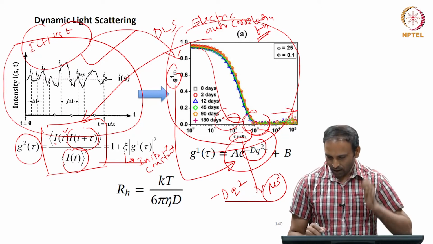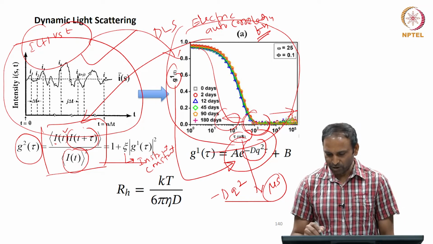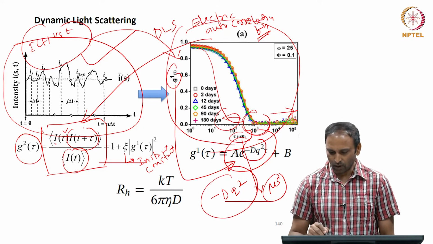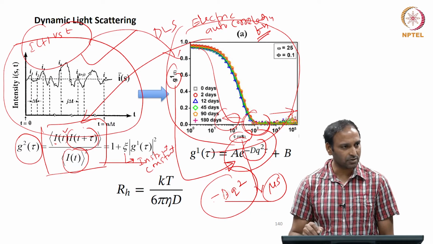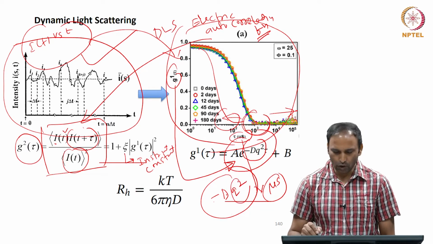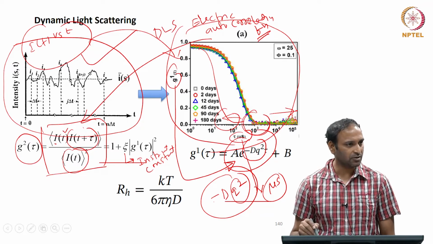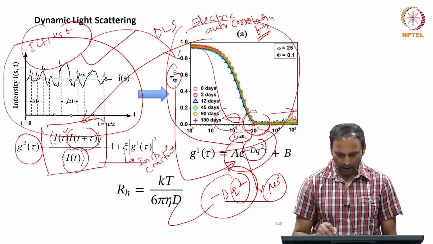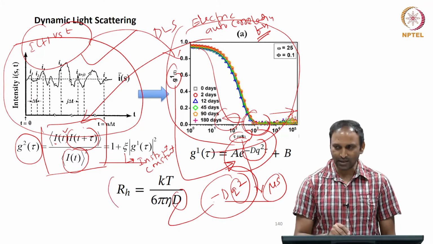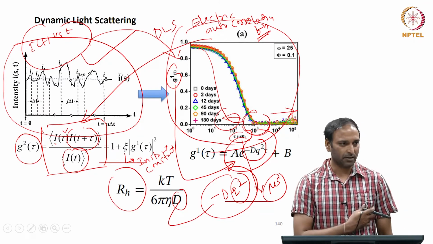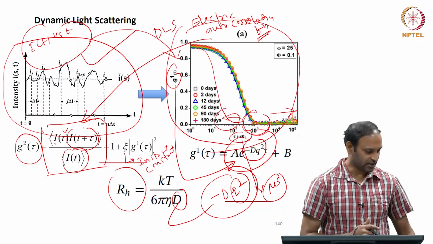So now from the exponential fit I can get what is minus D times q square. I know q square because I am doing experiments at a fixed q, and from that I can get the size of the particle. That is what is typically done.